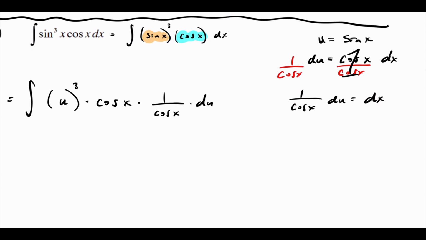So now the x's, I have a cosine of x and a 1 over cosine of x. Well, they're reciprocals of each other. So when I multiply them, I just get 1. No more x's. That's when you know you did u substitution correctly. There's no more x's. I've moved everything back in. There's only u's.